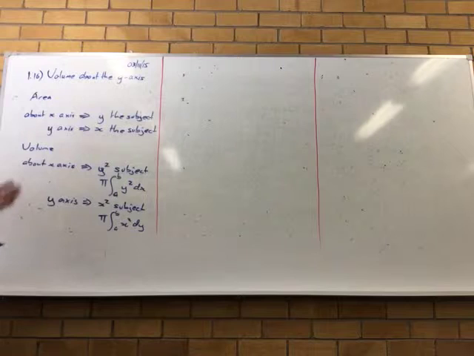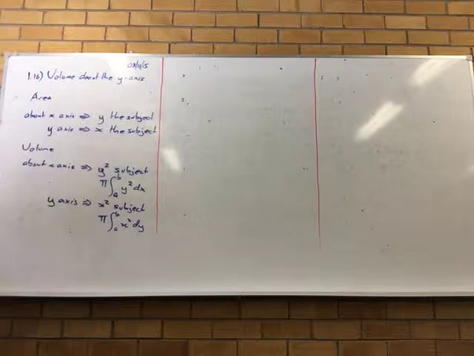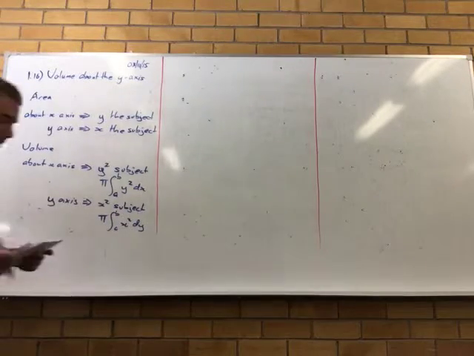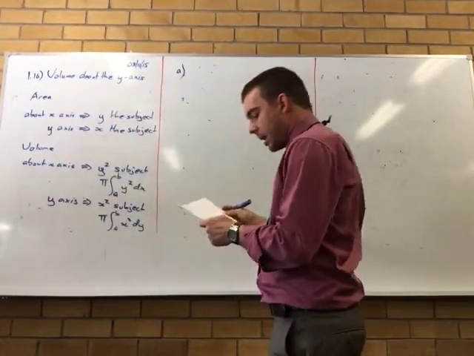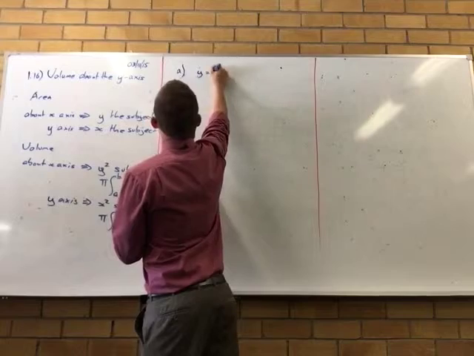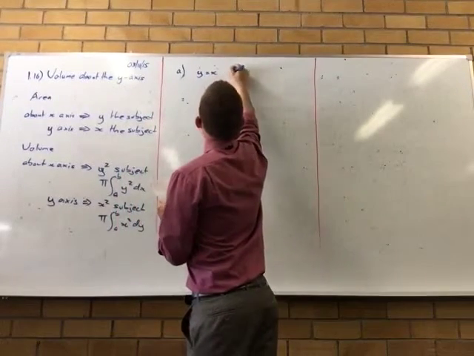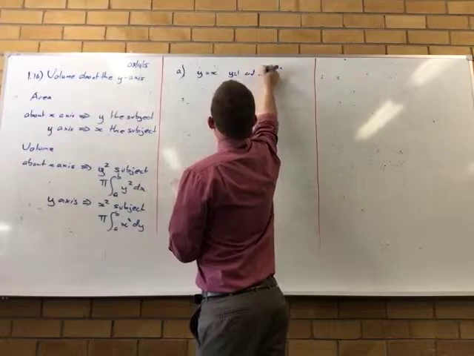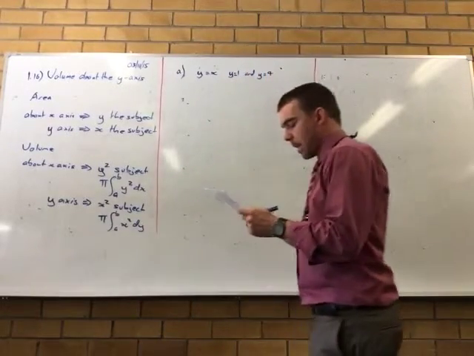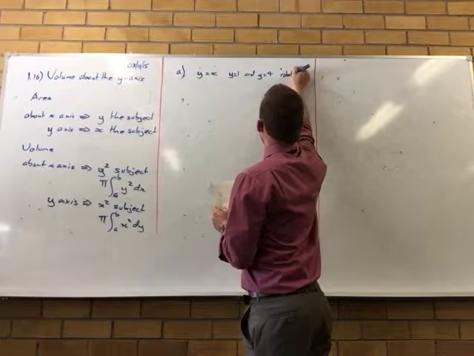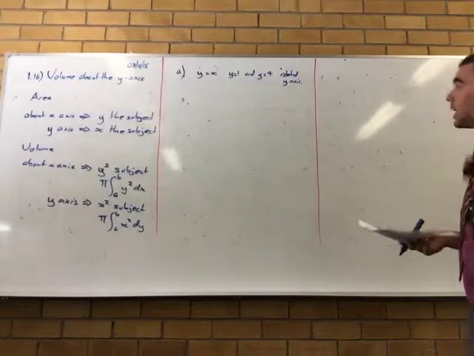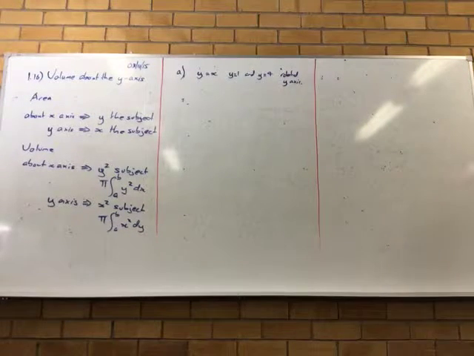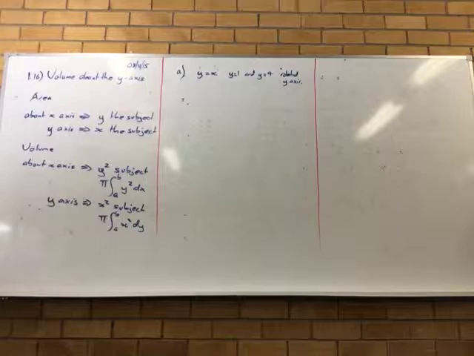So again, it's the same concept, finding the volume about the y-axis, same as taking the sum of multiple circles and adding them together to produce the volume. Okay, example A. We need to find the volume. We get the line y equals x between the ordinates y is 1 and y is 4, rotated about the y-axis. The approach is pretty much the same.